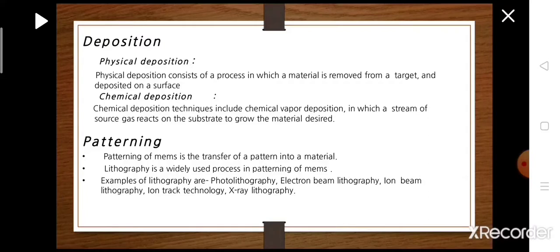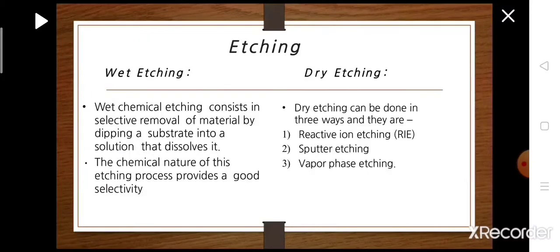Then patterning means to apply a patterned mask on top of the film by photolithographic imaging. The examples are photolithography, X-ray lithography, and beam lithography, etc. Next one is etching. There are two types of etching, wet etching and dry etching, to etch the film selectively to the mask. A MEMS process is usually a structured sequence of these operations to form actual devices. So first one is wet etching.